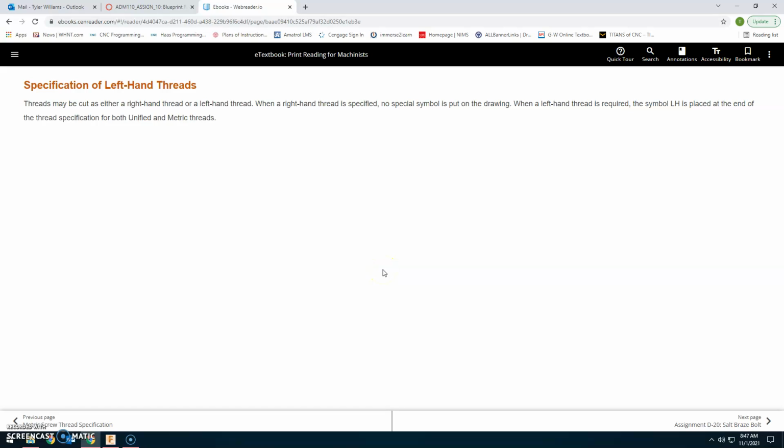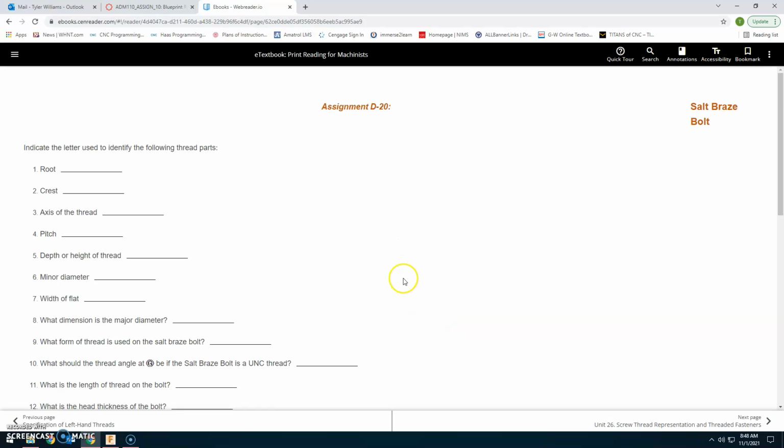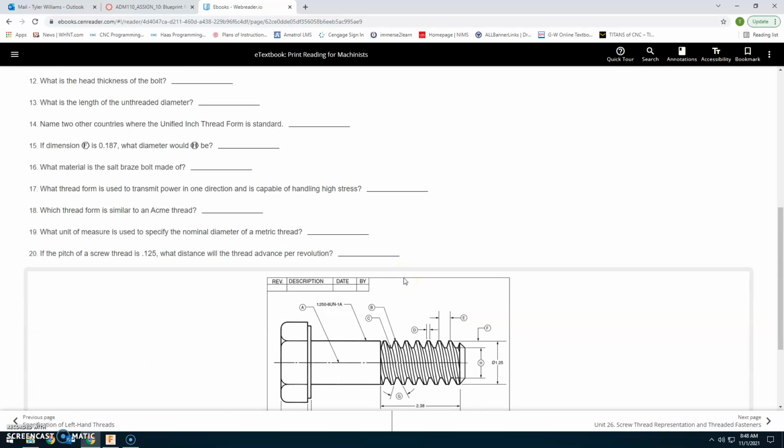So, specifying left-hand threads. Threads may be cut as either right-hand thread or left-hand thread. When right-hand thread is specified, no symbol is put on the drawing. When left-hand thread is required, the symbol LH is placed at the end of the thread specification for both unified and metric threads. And then here would be your assignment.